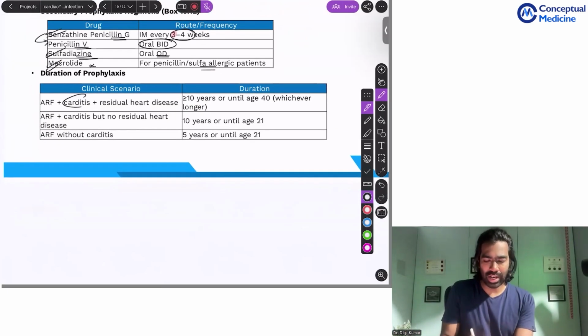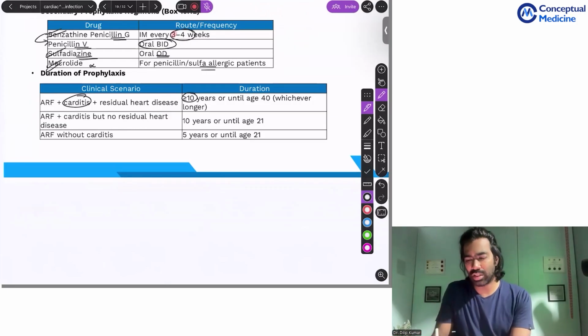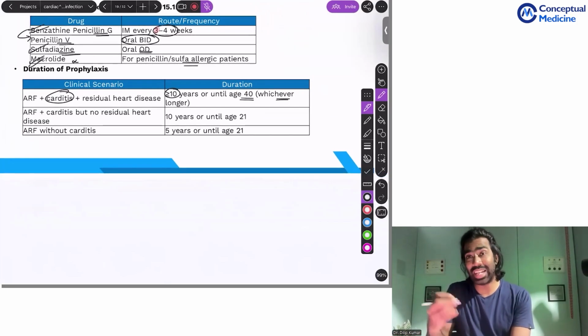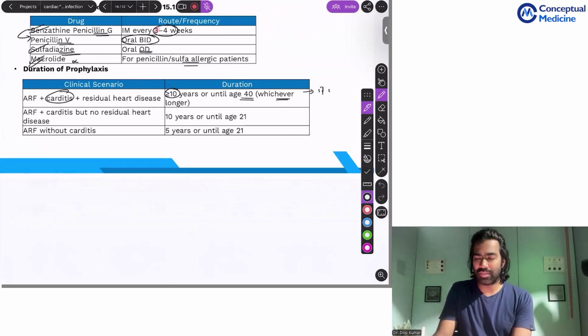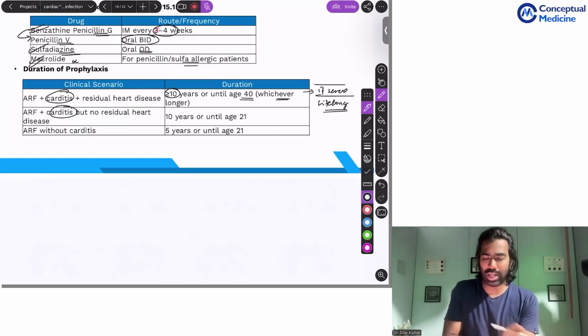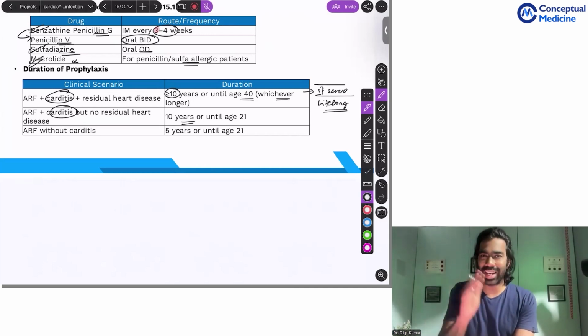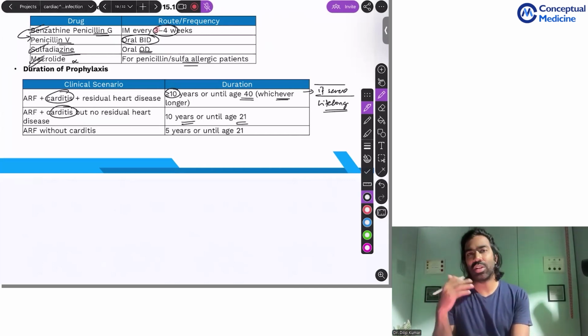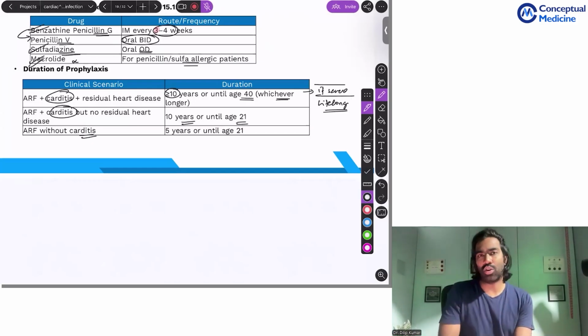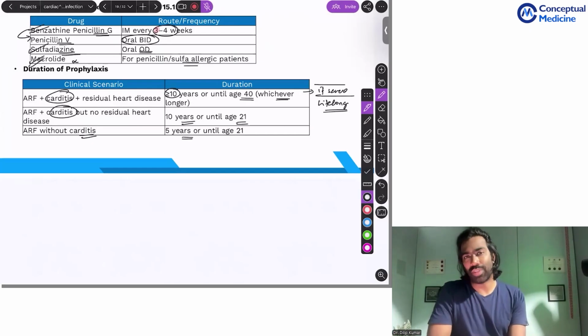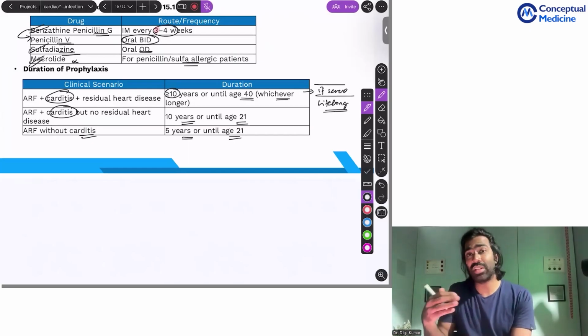If the patient has carditis, then you have to give it for at least 10 years or until the age of 40, whichever is later. In case of severe valve damage, some societies say that you might require lifelong prophylaxis as well. And if the patient has only carditis without any residual heart disease or valvulitis, then the duration will be 10 years or until the age of 21, whichever is longer. And if the patient has acute rheumatic fever with only arthritis but no carditis, then you can give it for 5 years or till the age of 21, whichever is longer.